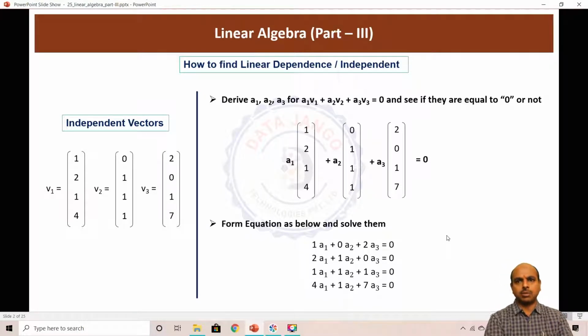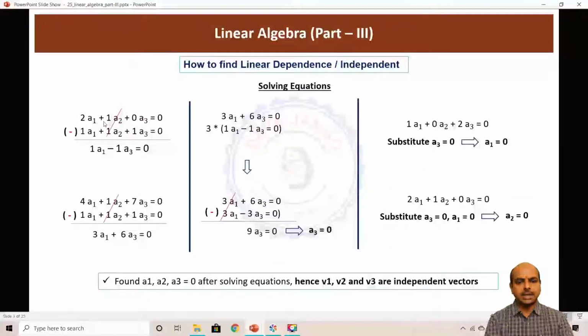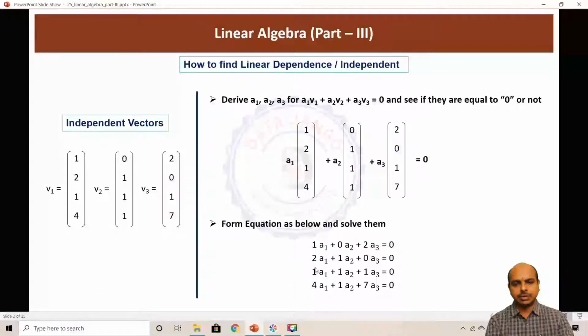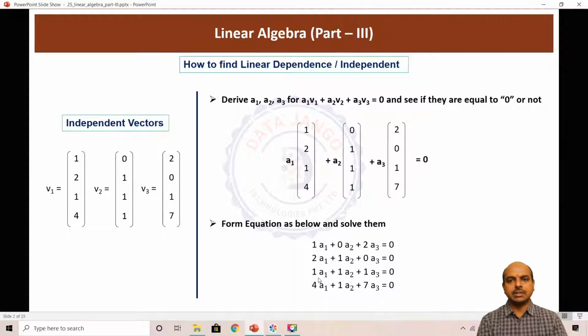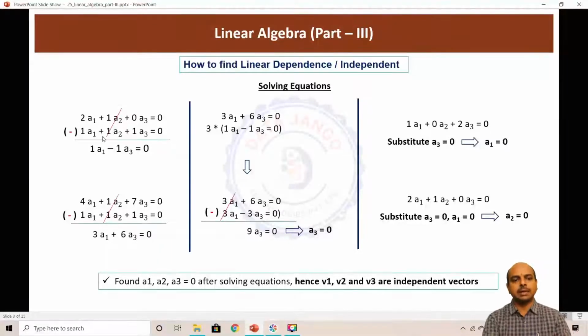I think you know how to solve equations. We have studied that in our 8th standard, 9th standard level. So let us look at it. Here what I did is I took the second equation and the third equation. If you look at the second equation, 2a1 plus 1a2 plus 0a3 is equal to 0, and the third equation is 1a1 plus 1a2 plus 1a3, and we solved those two equations. To solve them, I subtracted one from the other. From the second equation I subtracted the third equation to eliminate one variable there.